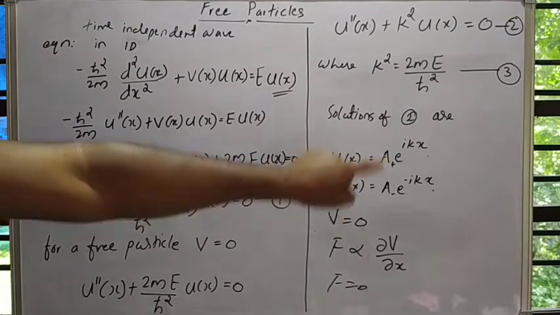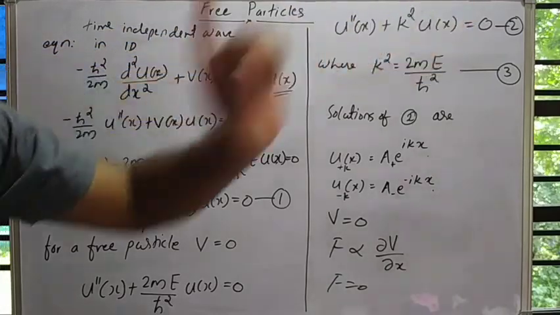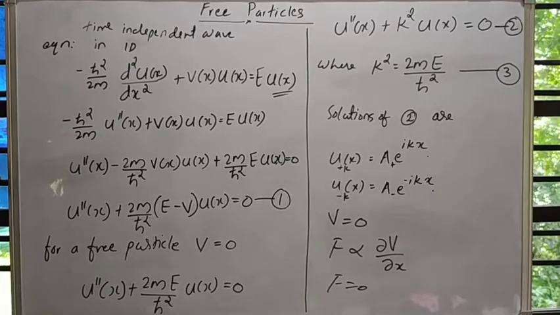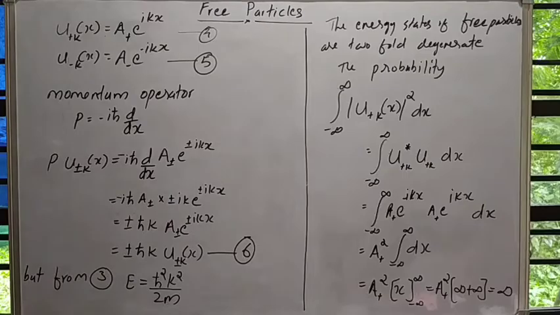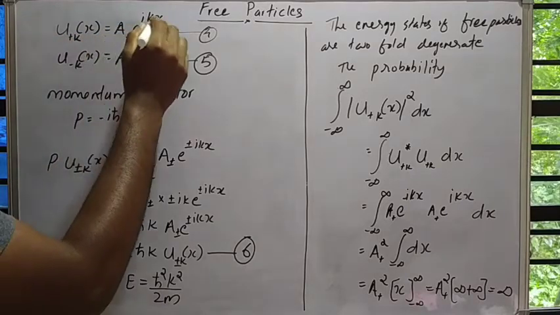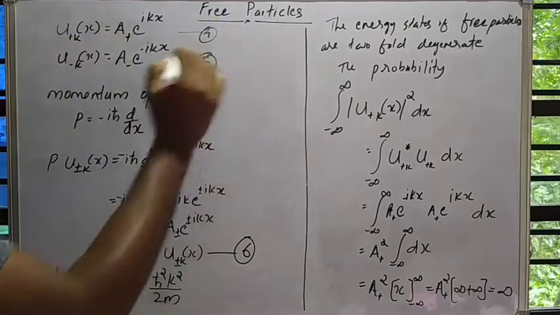We got two solutions of this equation: u double dash of x plus k square u of x is equal to 0. Okay. So u plus k of x is equal to A plus e raised to ikx. I'm writing this as equation 4 and this as equation 5.